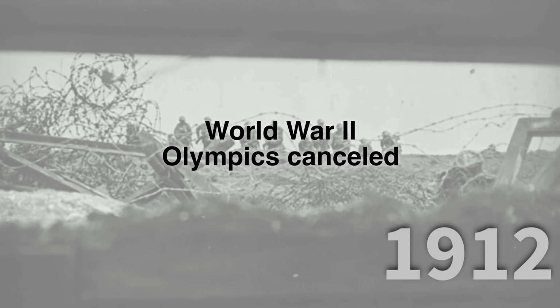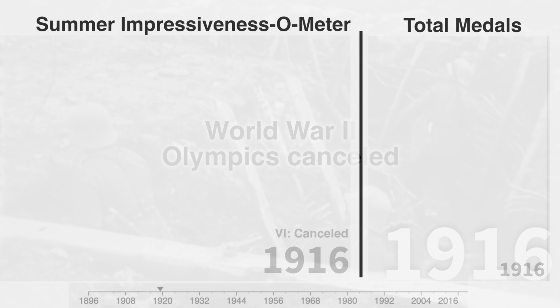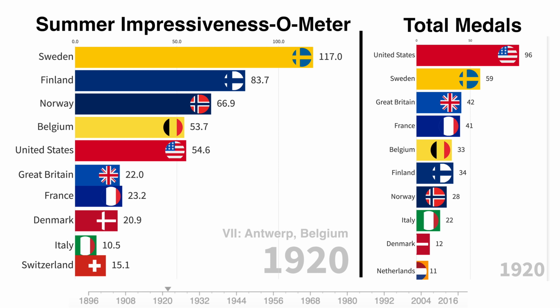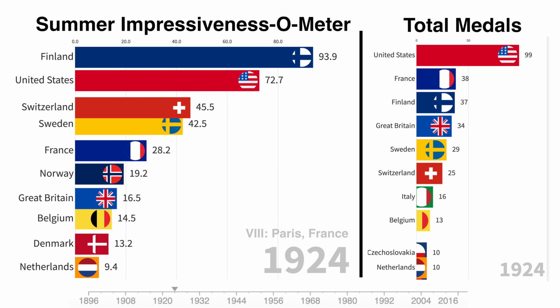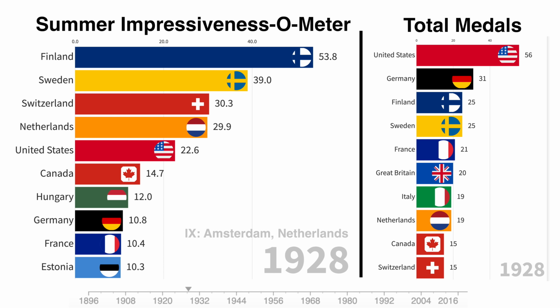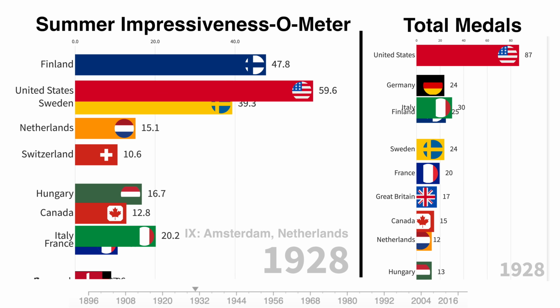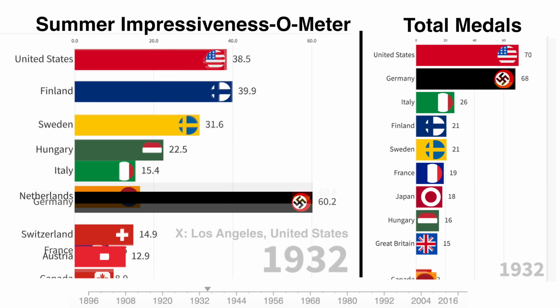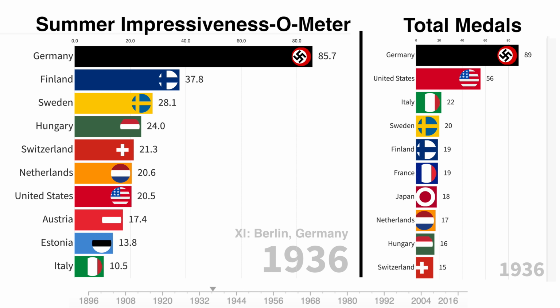The Games are canceled in 1916 due to World War I, and then in 1920, Sweden becomes the first non-host nation to take first place, beating out Finland and Norway. Finland then takes over the lead throughout the 1920s, and the US rides home field advantage to the front of the pack in 1932.